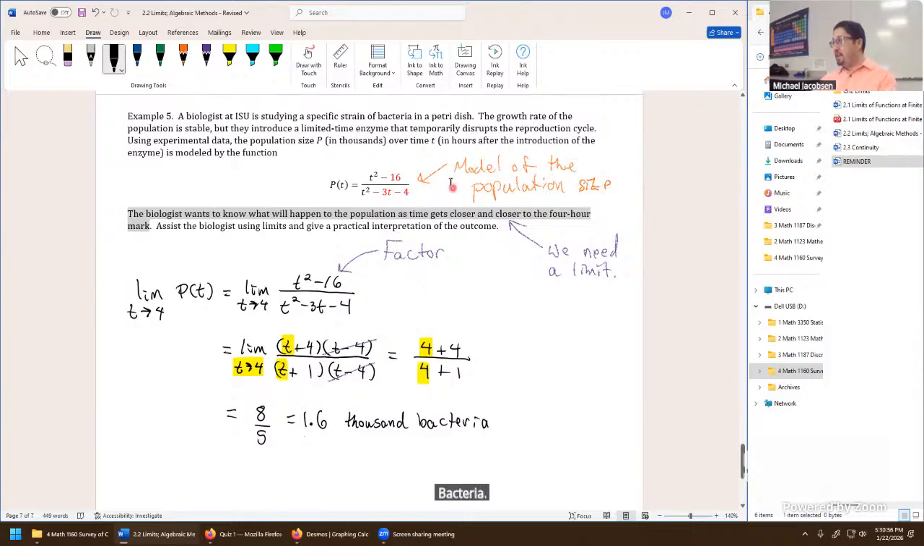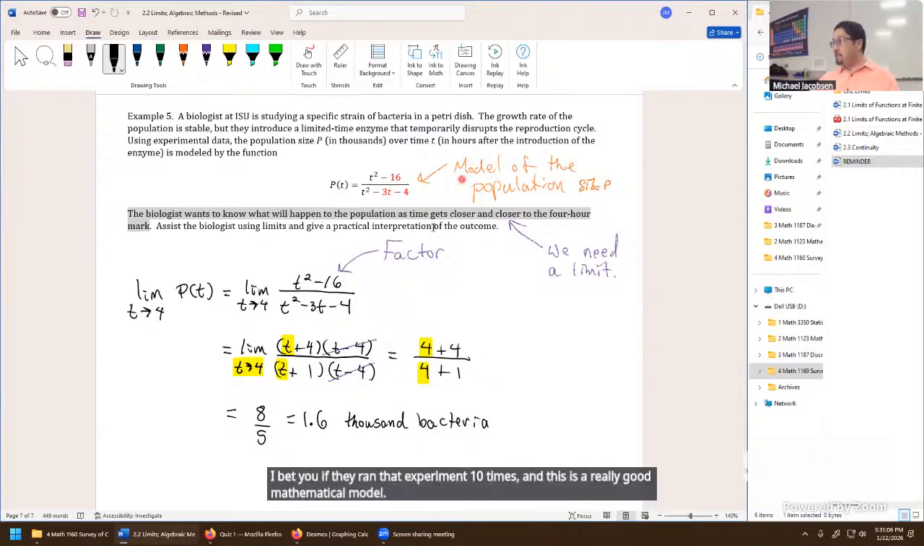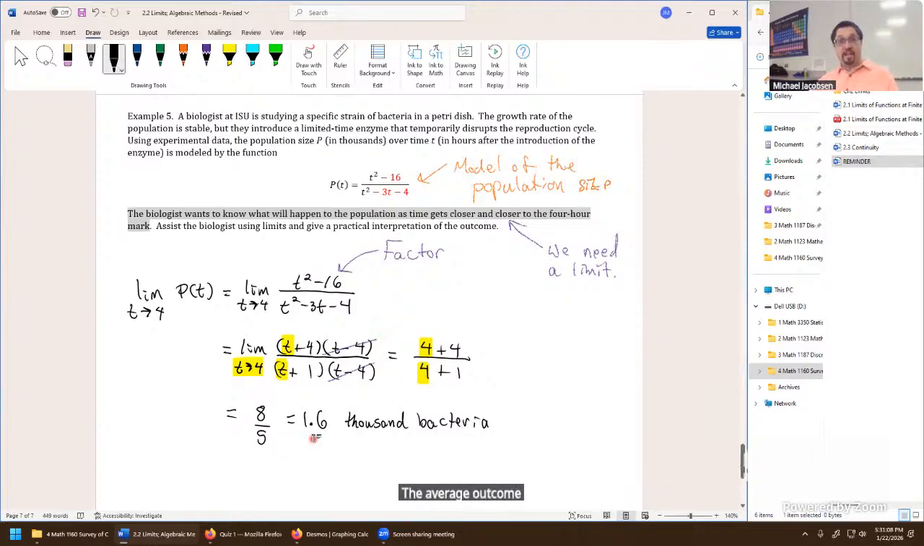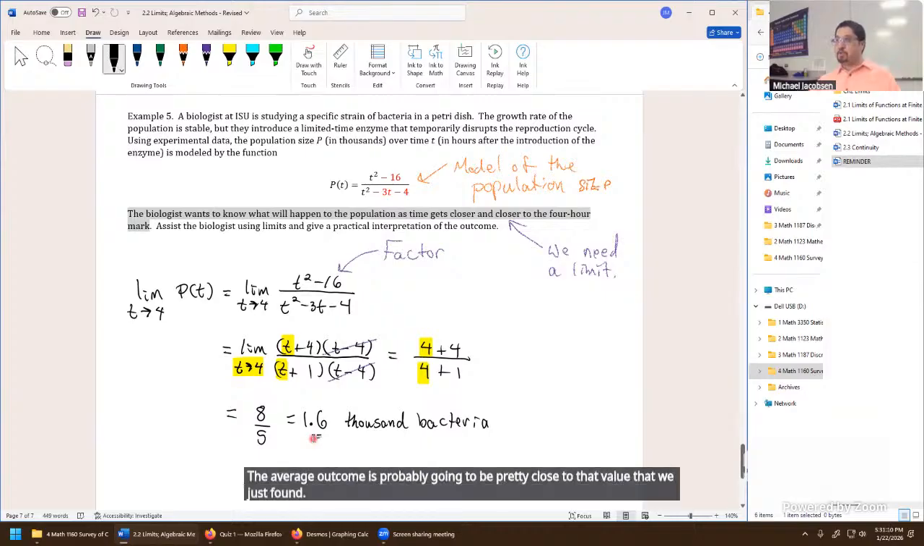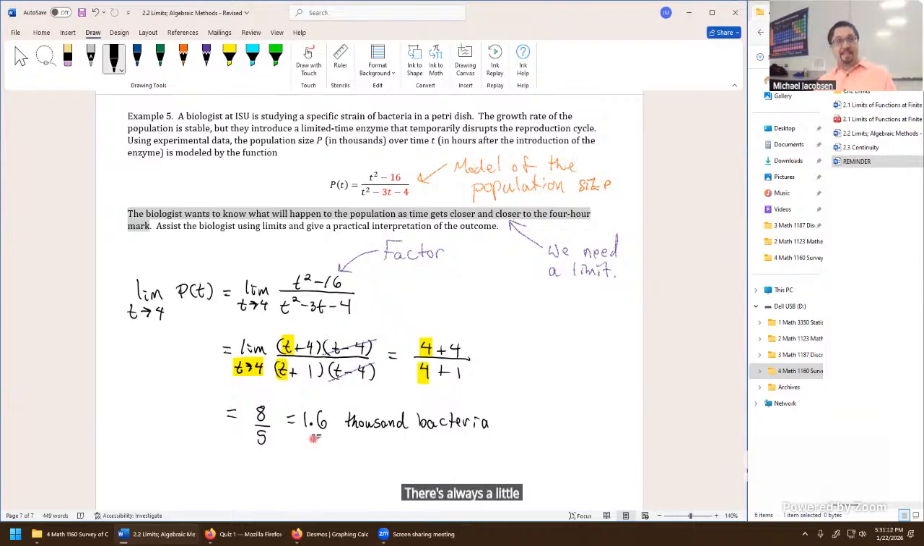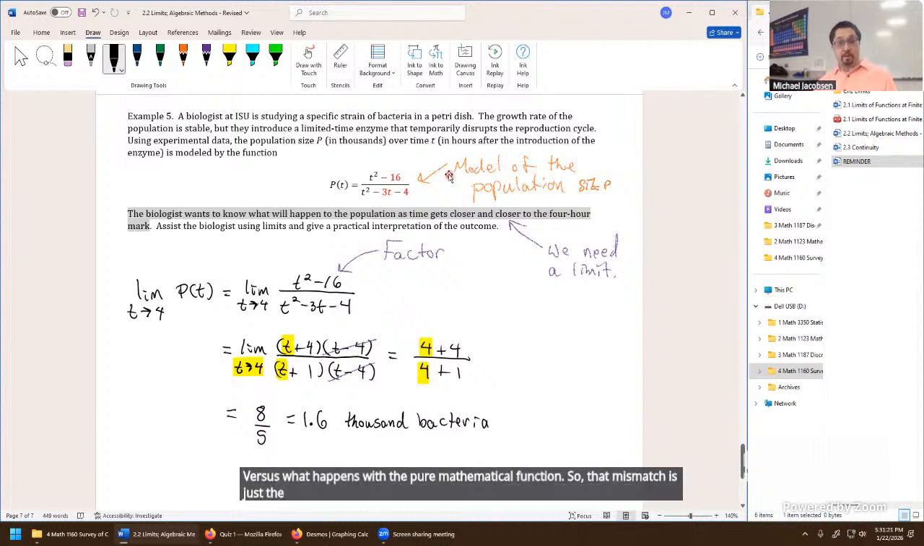Well, it's just a model. They might not get exactly 1.6 thousand each and every time. But I bet if they ran the experiment 10 times, and this is a really good mathematical model, the average outcome is probably going to be pretty close to that value that we just found. There's always a little difference between what we see in reality versus what happens with the pure mathematical function. So that mismatch is just the accuracy of the model that we produce in the first place.